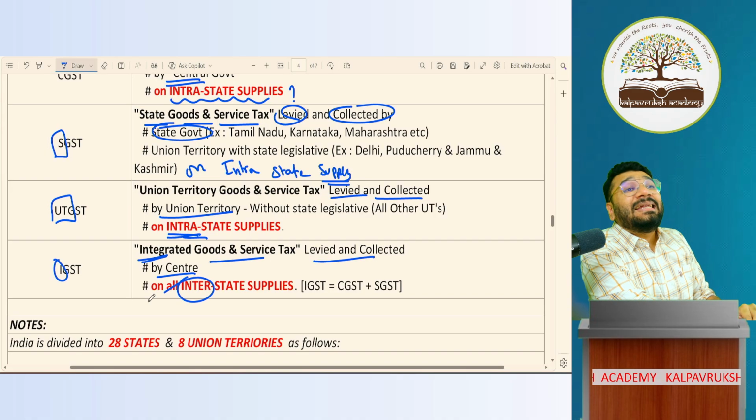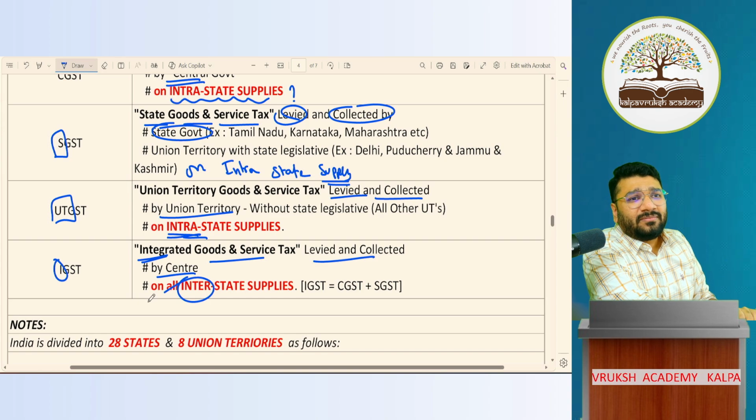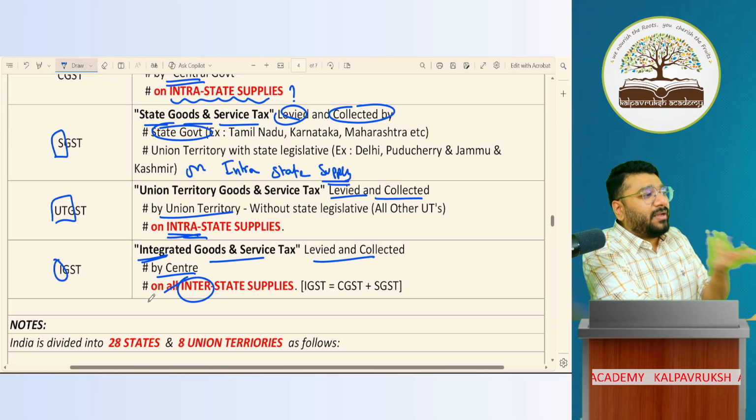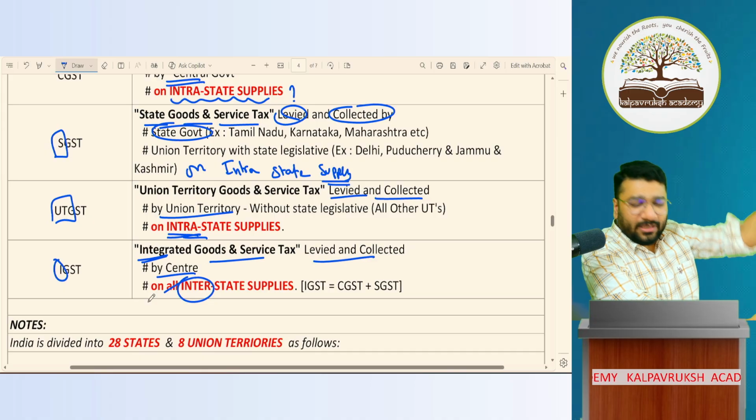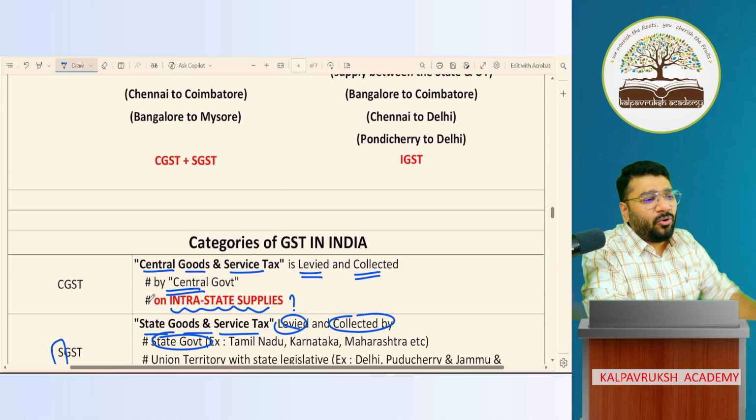Interstate supply. Inter. One more is intra. What is the meaning? This is cheating. If all of you know and come, then what is the point of me teaching here? You don't know anything, you listen to me now. You don't know what is inter, you don't know what is intra.